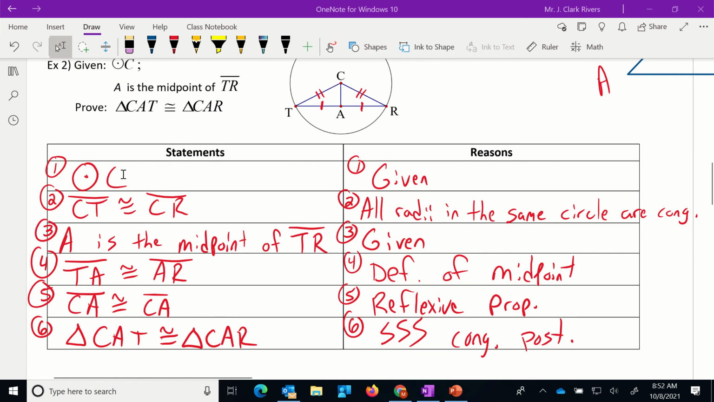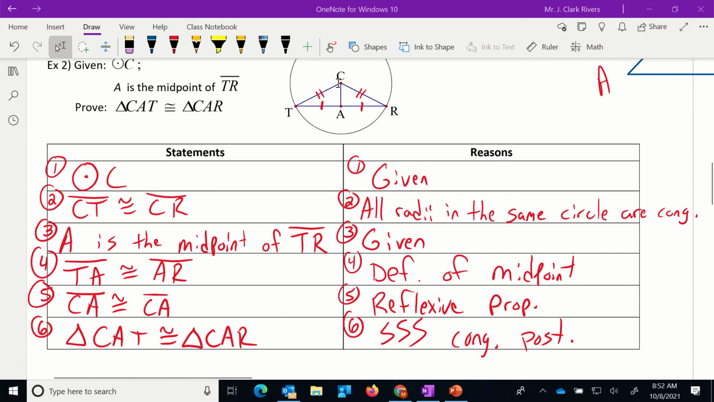Okay, so we've got circle C that is given to us. Because we have circle C, we know that CT must be a radius and CR must be a radius. CT is congruent to CR. All radii in the same circle are congruent. A is the midpoint of TR. Well, if A is the midpoint of TR, TA has to be congruent to AR. You see that in statement 4. TA is congruent to AR. That's the definition of midpoint.